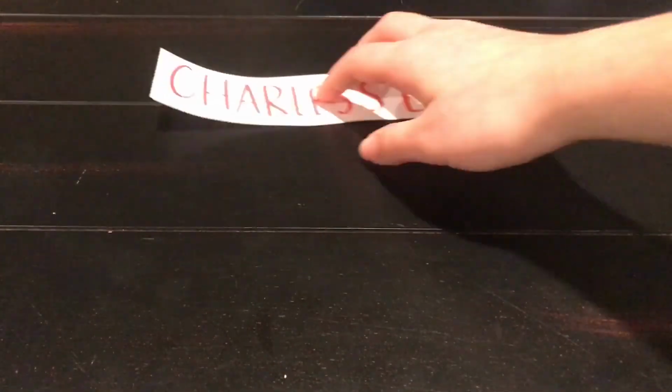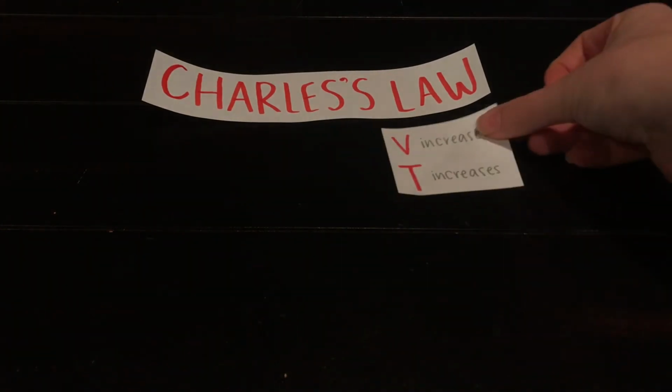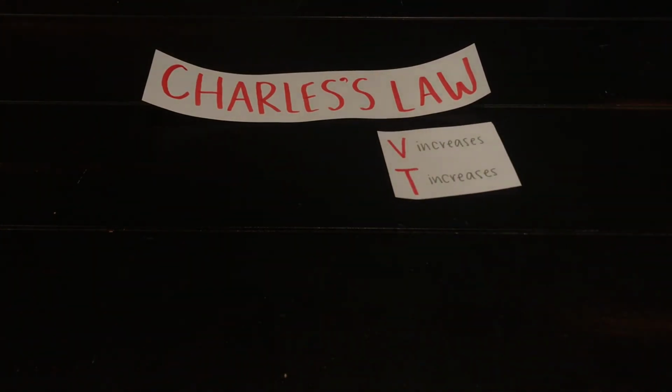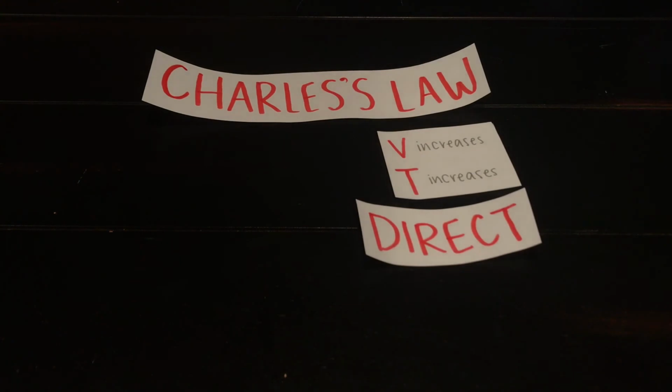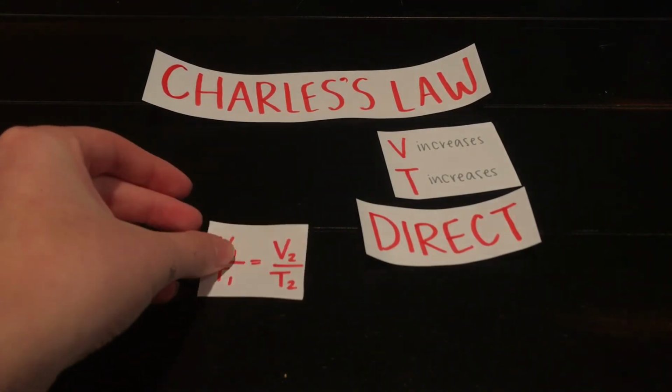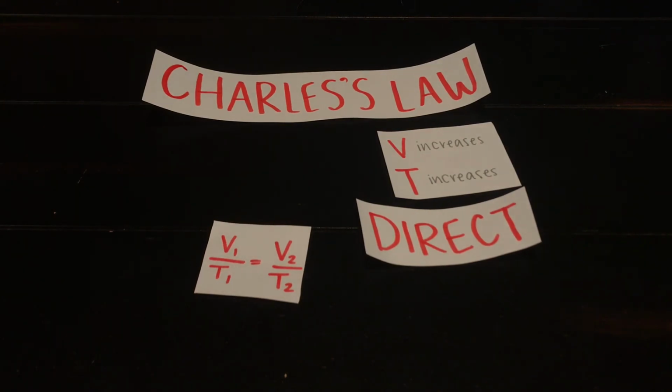Lastly, we have Charles's law. Now, Charles's law is the relationship between volume and temperature. When temperature increases, volume also increases, making it a direct relationship. Now, for the mathematical formula for Charles's law, it is once again a variation of the combined gas law. For Charles's law, you shorten up the combined gas law by making it V1 over T1 equals V2 over T2.